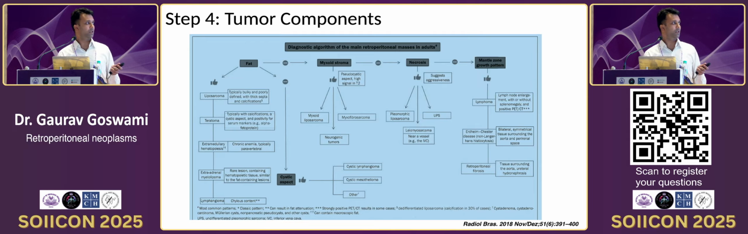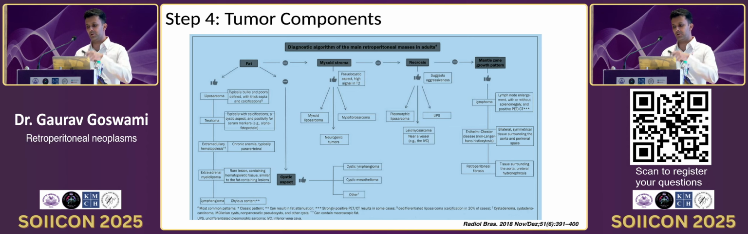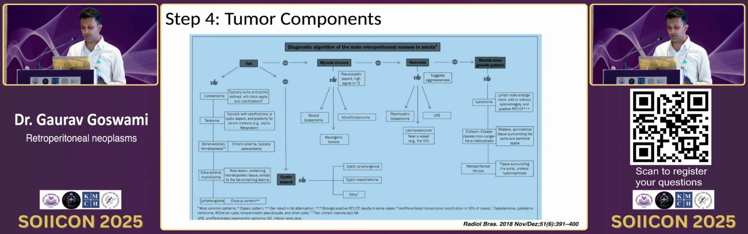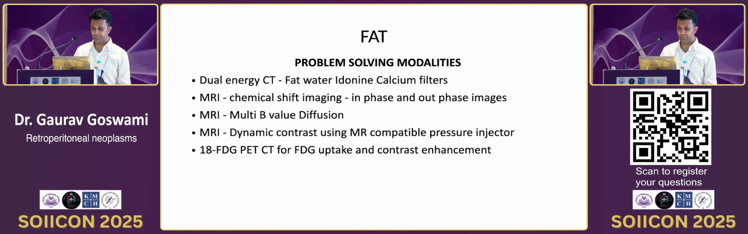So these are the gross understanding: fat characterization of the lesion, myxoid stroma, necrosis and the mantle zone growth. Most common characteristics are fat with liposarcoma, teratoma, extramedullary hematopoiesis, extra-adrenal myelolipoma and lymphangiomas, whereas the mantle-like growth patterns are lymphoma, Erdheim-Chester disease and retroperitoneal fibrosis.